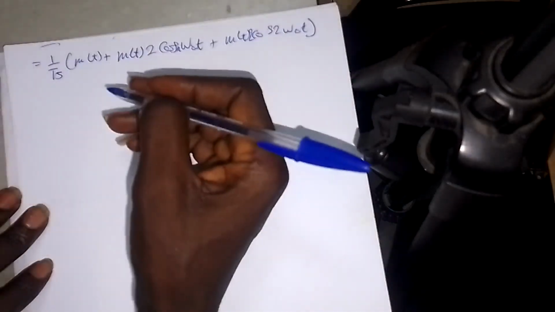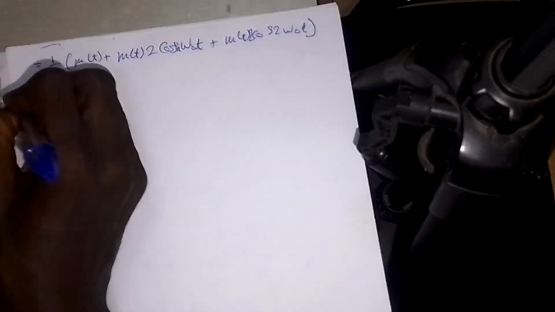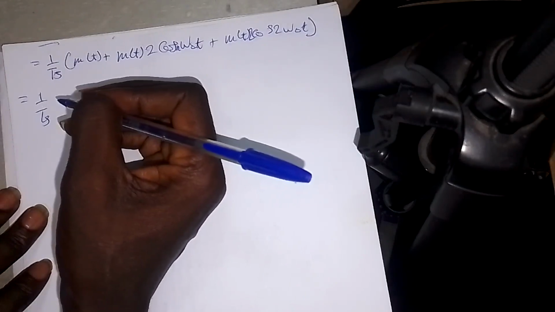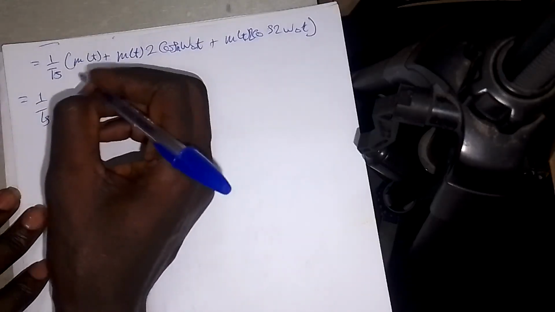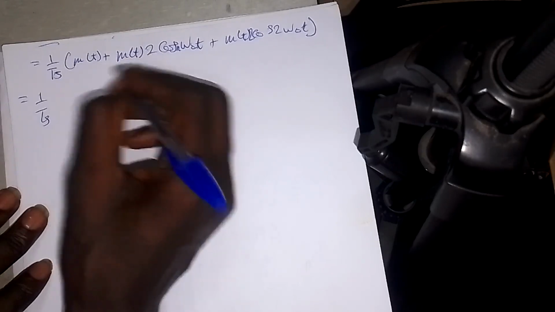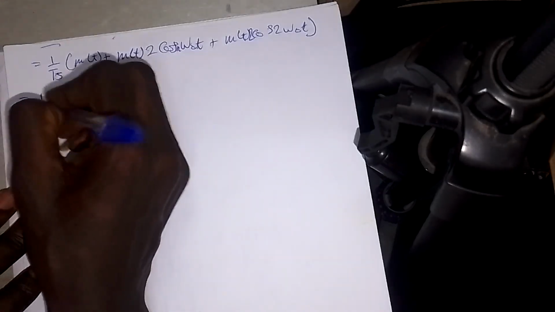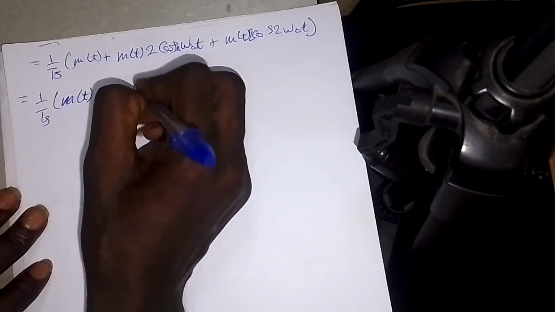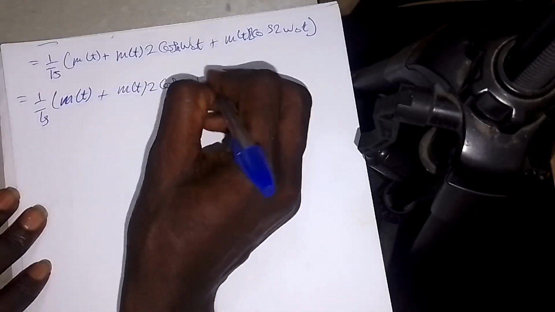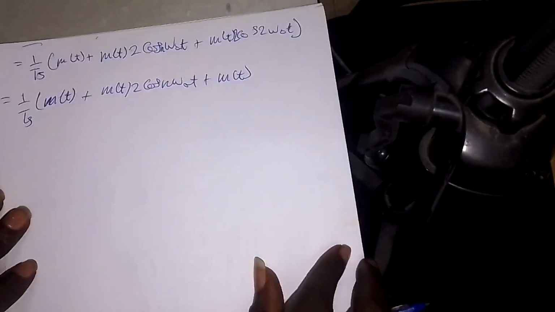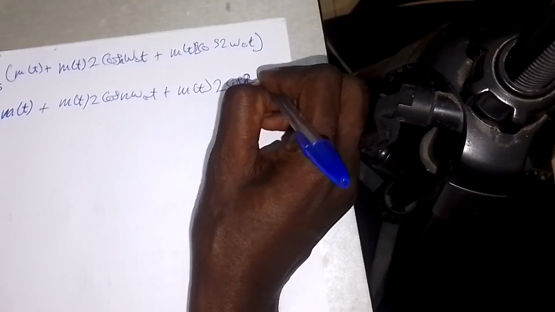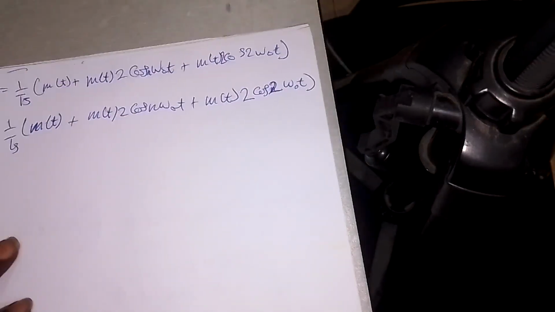So now, if I have this one, then I'm going to get 1 over Ts to be equal to, let me write here again, m of t plus m of t into 2 cos n omega naught t plus m of t into 2 cos 2 omega naught t. So basically, this is what I have.